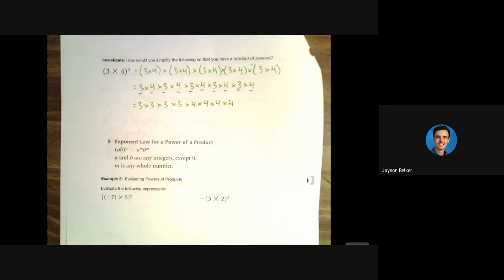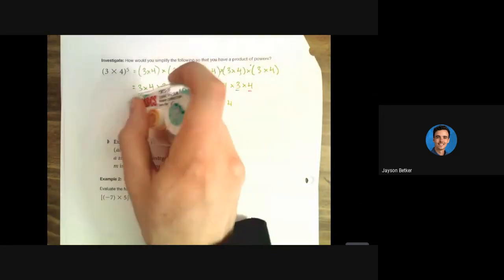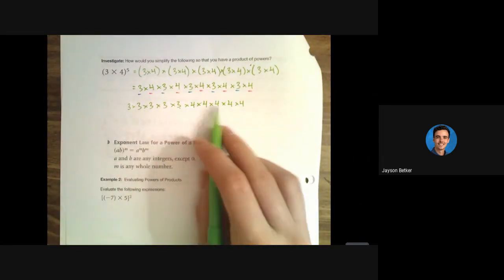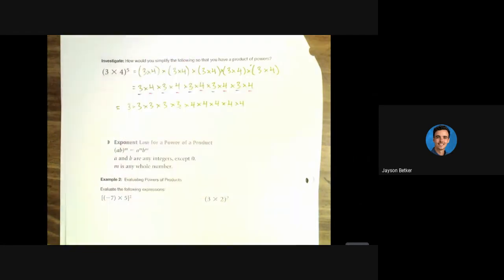I only did that 4 times, I think. Annoying. Make sure you do it 5 times. I'm just going to white out here and add at the end. So this is times 4, and I was supposed to have another 3 in there. So I have 1, 2, 3, 4, 5 3s, and 1, 2, 3, 4, 5 4s.